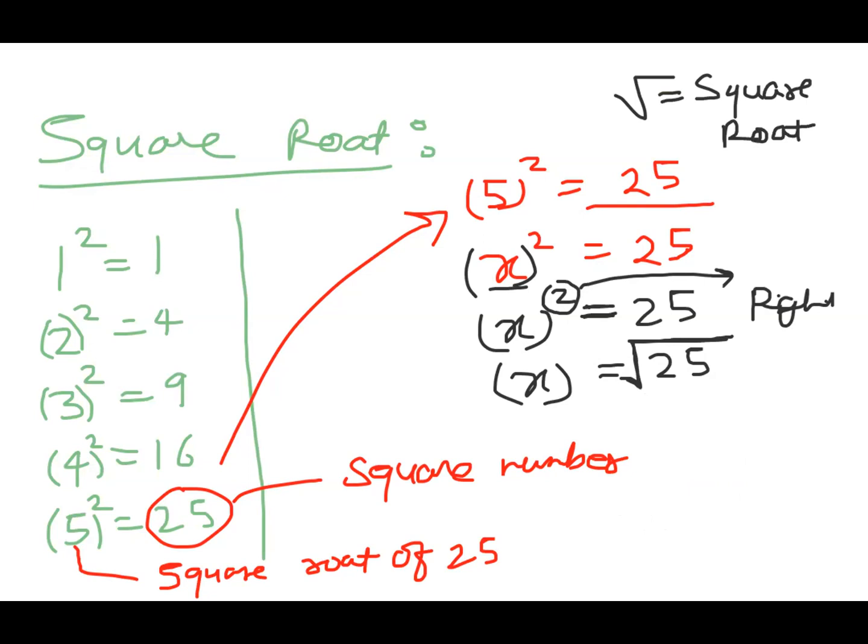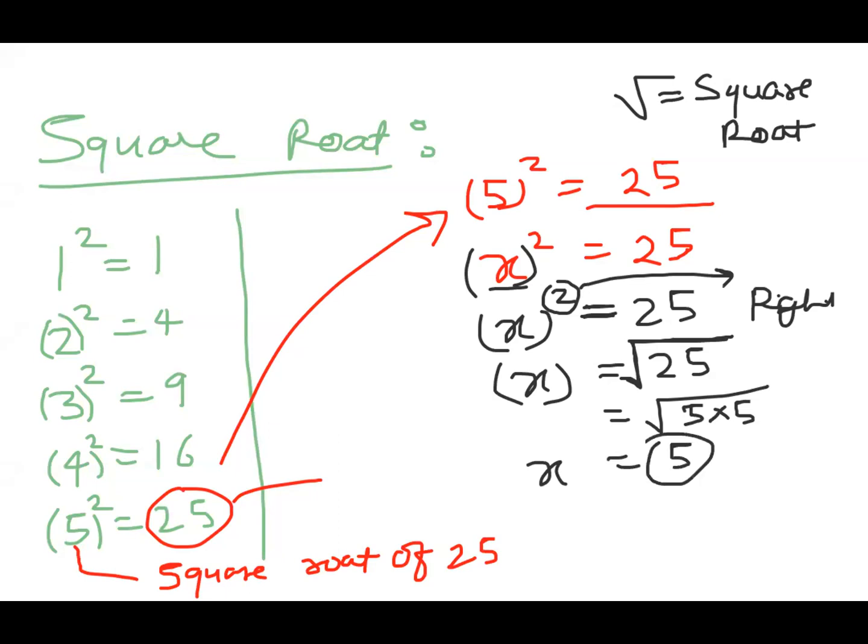So inside this, what happens? We know that 25 can be written like this, 5 multiplied by 5. So the value of x here becomes what? 5. Now this square root sign will be removed. It will be x equals 5. Let's solve a few questions and you will get this very clear.